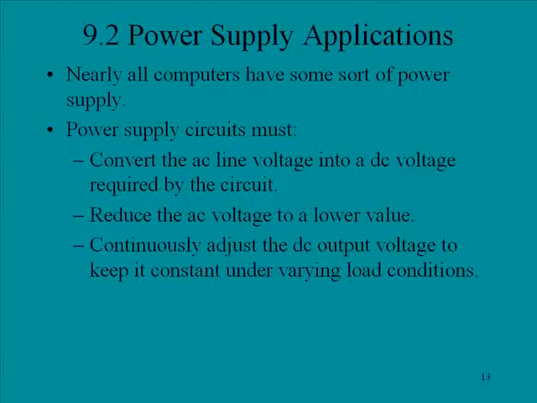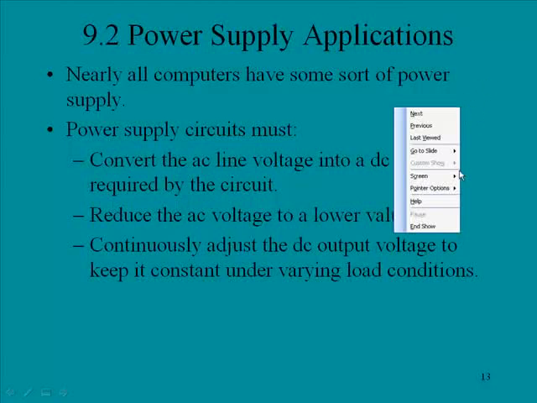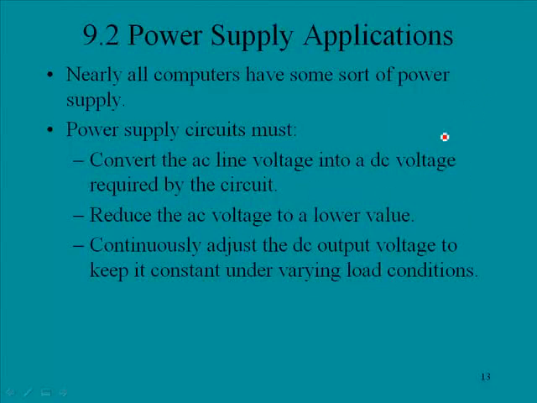We're in section 9.2, power supply applications, and the reason we're looking at power supplies is because they are a major use of diodes. Nearly all computers have some sort of power supplies. Now, a power supply circuit must do several things. One of them is to convert AC line voltage into a DC voltage required by the circuit. They also must reduce the AC voltage to a lower value, and they must continuously adjust the DC output voltage to keep it constant under varying load conditions.